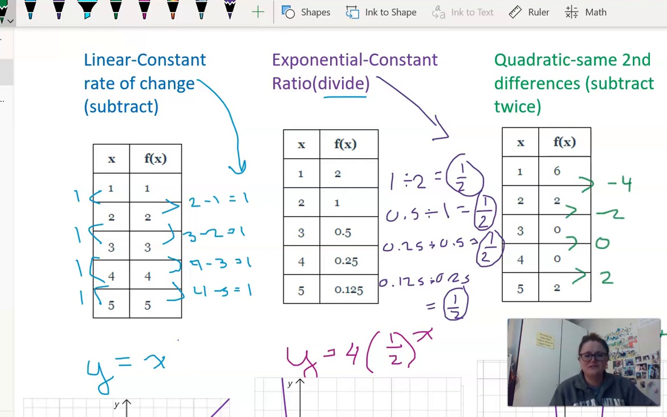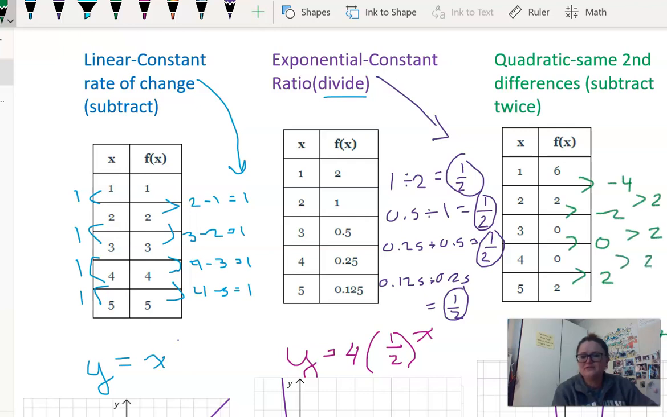0 divided by 2 is 0. 0 divided by 0 is undefined. So this is definitely not an exponential function. But what we can do here is now we can subtract again. Negative 2 minus negative 4 is actually going to be positive 2 because we're getting bigger here. 0 minus negative 2, again, is positive 2, and then 2 minus 0 is 2.